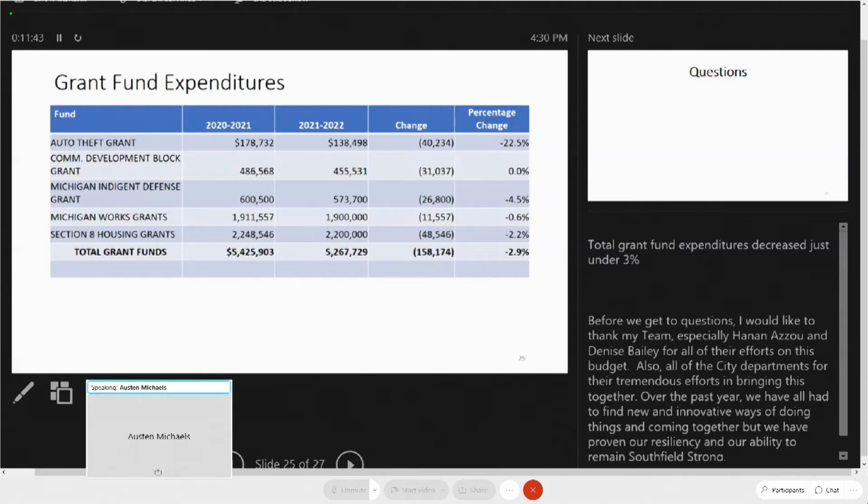That really wraps up my high-level overview of the budget. Before we get to questions, though, I would very much like to thank my team, especially my Deputy Director, Hanan Azu, and my budget analyst, Denise Bailey, for all their efforts on this budget. Also, all of the city departments for their great efforts in bringing this together. Over the past year, we've all had to find new and innovative ways of doing things and coming together and making things work. And the other departments have just done a fantastic job with that. We've come together, we've proven our resiliency and our ability to remain Southfield strong.